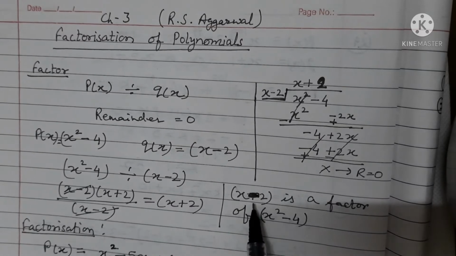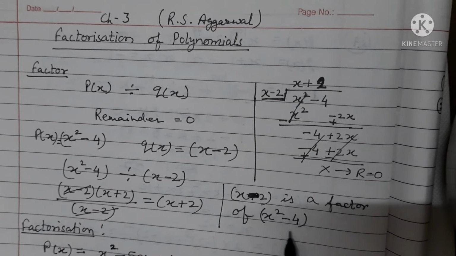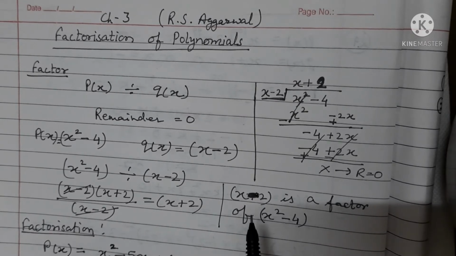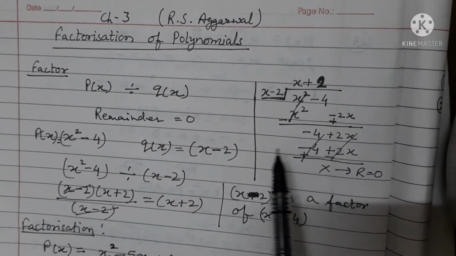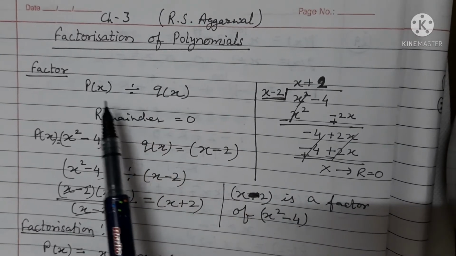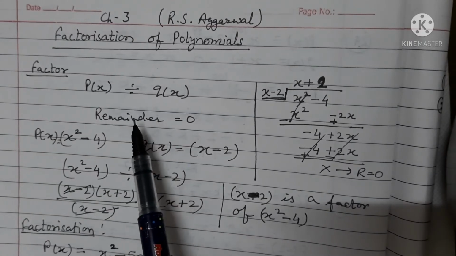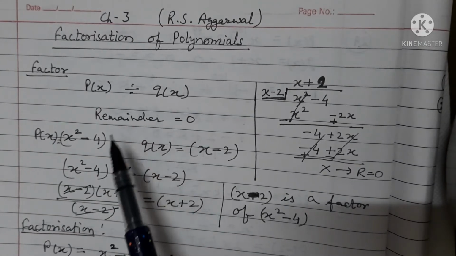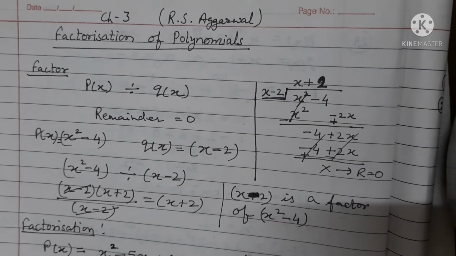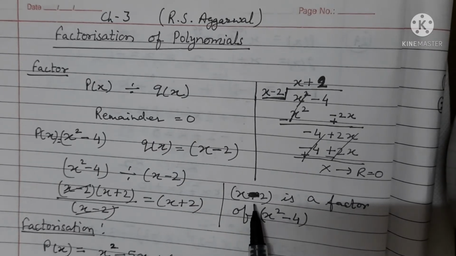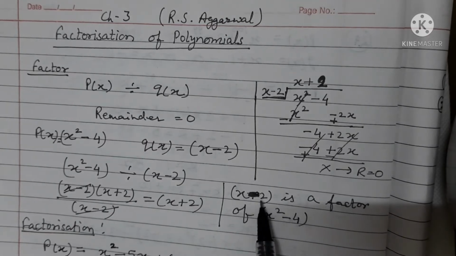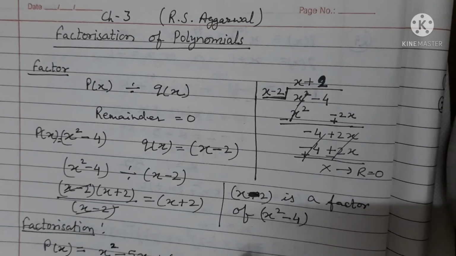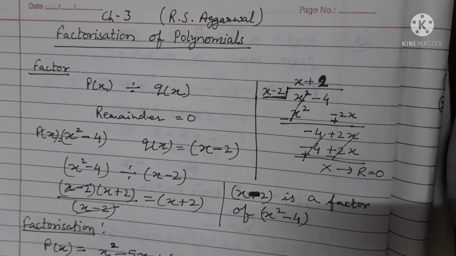So I want to check here that x minus 2 is a factor of x square minus 4. And students, x plus 2 also will be a factor of x square minus 4, but I am showing what a factor is. A number which divides another number exactly is a factor of that number. Here x minus 2 divides x square minus 4 exactly, therefore x minus 2 is a factor of x square minus 4. Now come to the exercise.